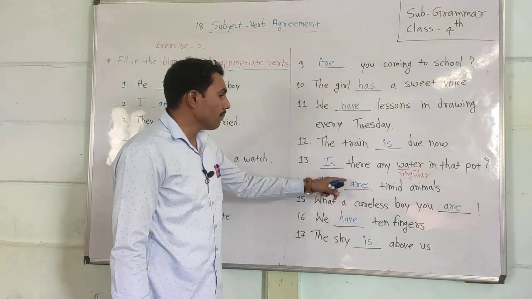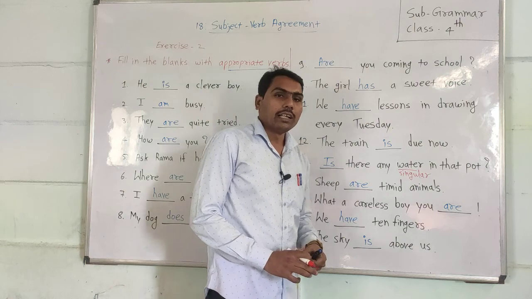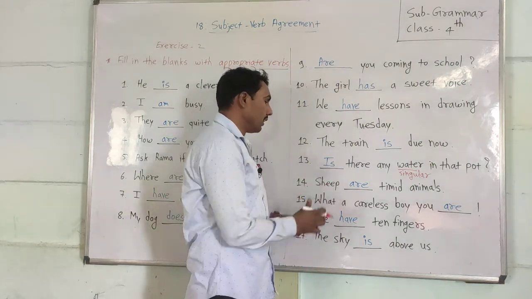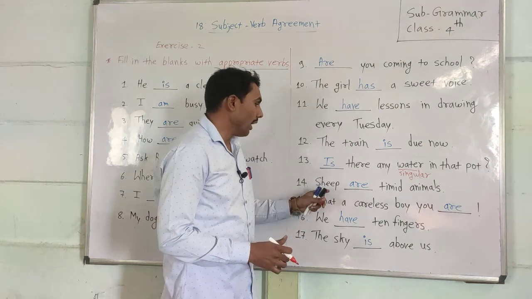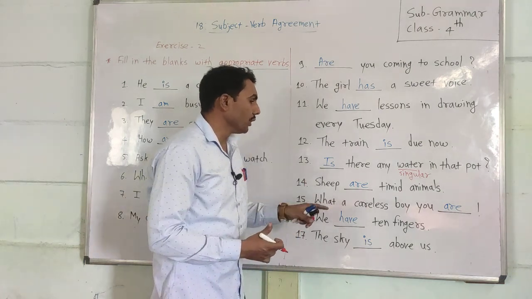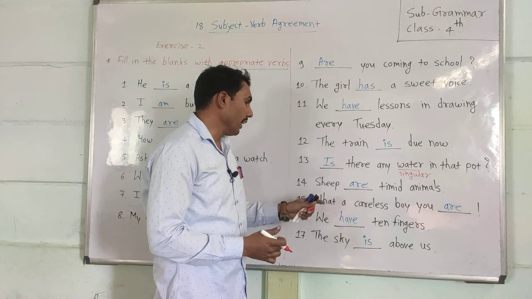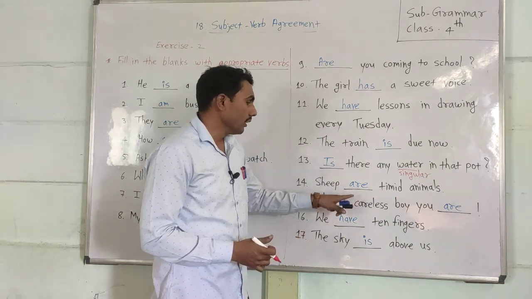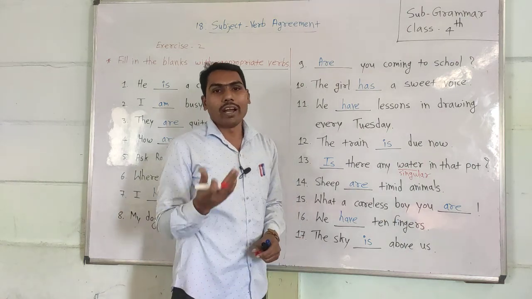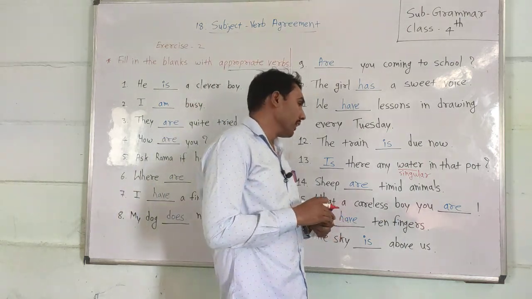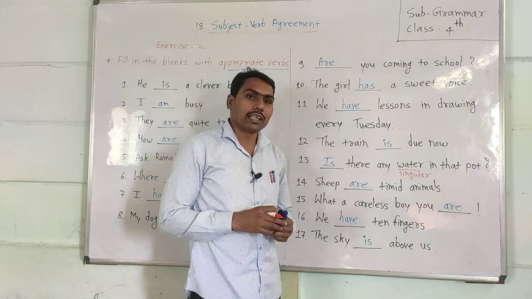Next, sheep are team animals. Remember this, singular and plural of sheep, both have the same spelling. Now we consider sheep as a plural form, and so here we use the plural verb: sheep are team animals. Teams, wild animals and team animals. Remember this.